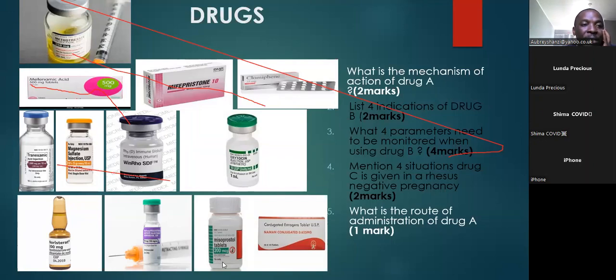These are just examples of special drugs in obs and gyn, and then you need to pay attention to mechanism of action of each of the drugs, indications, contraindications, and route of administration. Like I think the last group, I asked them, how is anti-D given? Anti-D is given on the deltoid muscle. Yeah, it's given IM. So you need to know these basics. I like that. So that's about the drug station.